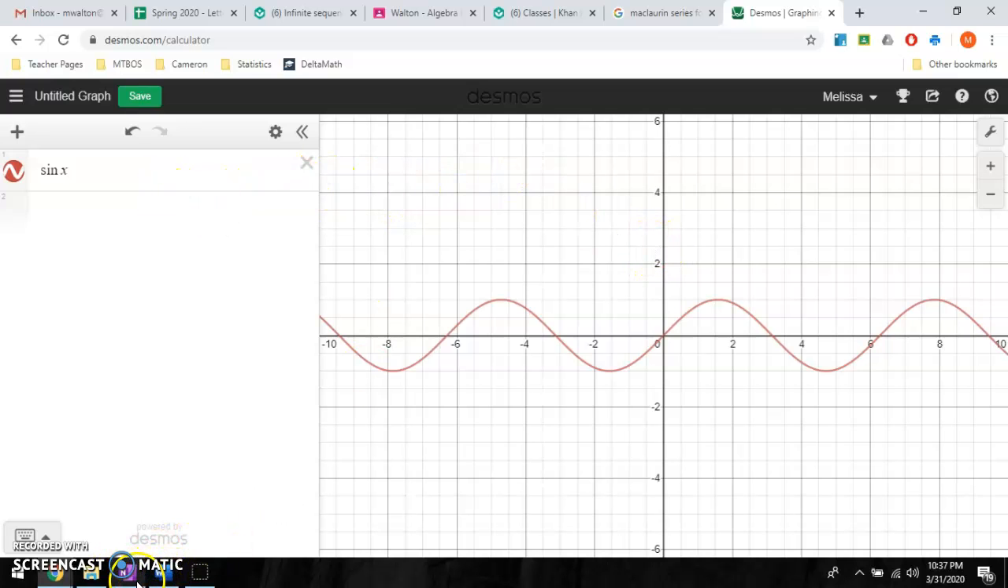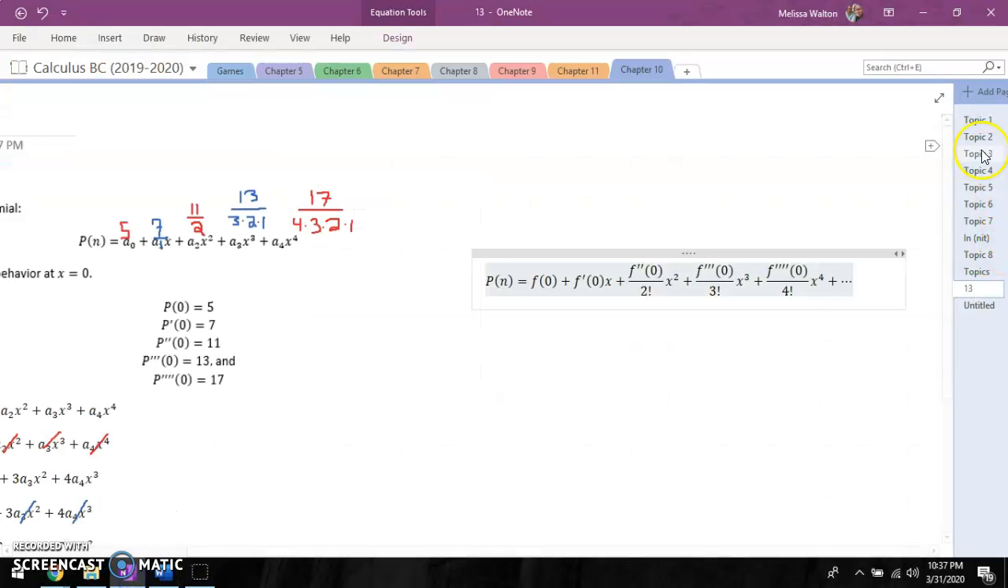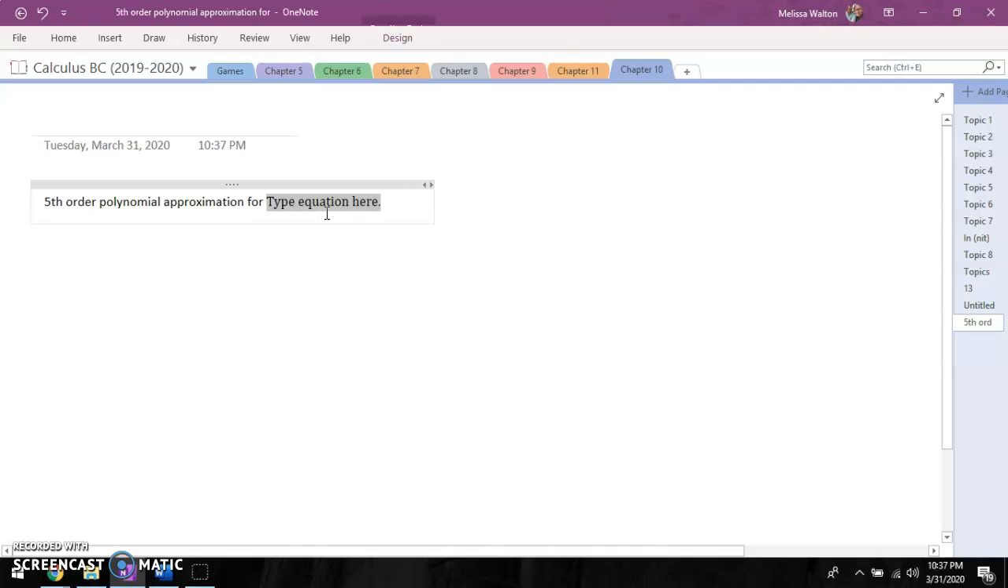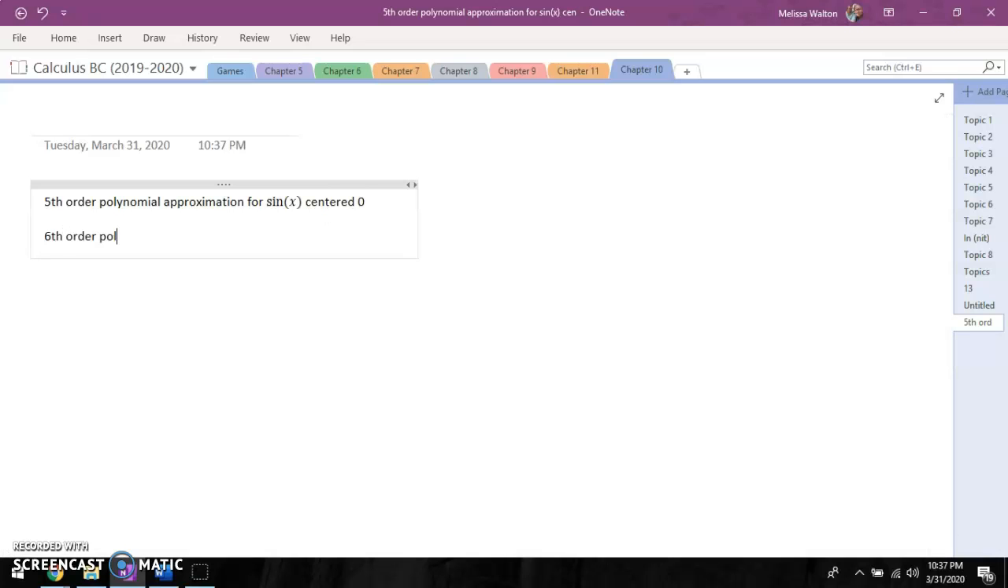So here is what I would like for you guys to do. A few different things. First thing that I would like for you guys to find, I would like for you to find a fifth order polynomial approximation for sine of x. All right, and I want it centered at 0. Today we're just going to center everything at 0. I would like for you guys to find a sixth order polynomial approximation for cosine of x. And I want it to be centered at 0. All right, and a few things that you're going to look for.